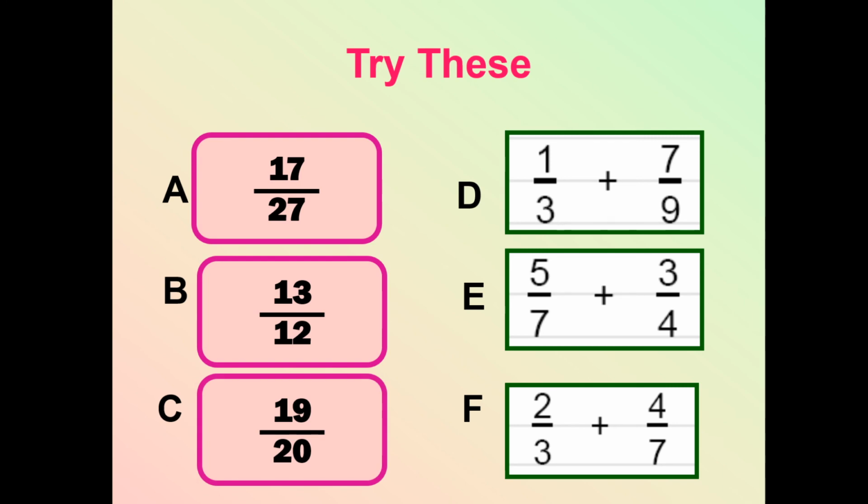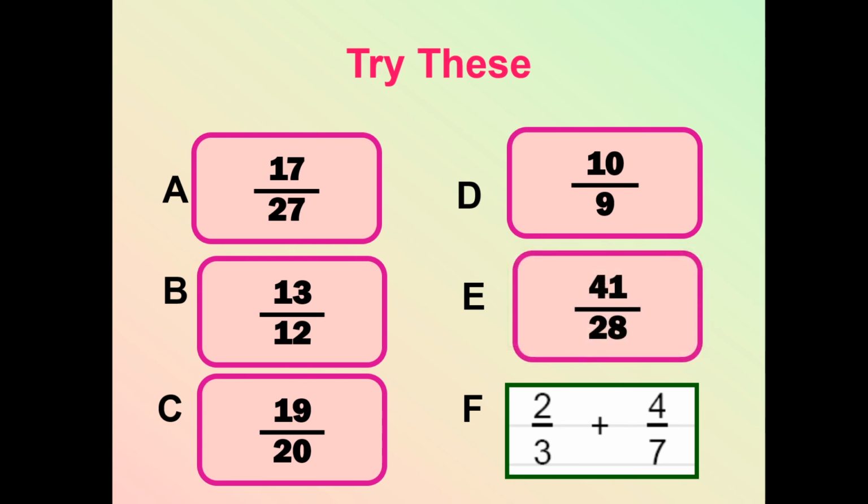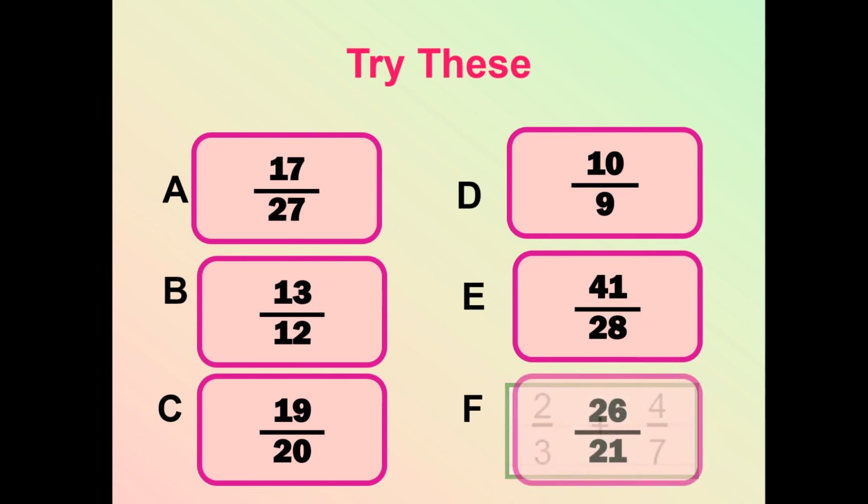For D, we have 1 over 3 plus 7 over 9. The answer is 10 over 9. For letter E, we have 5 over 7 plus 3 over 4. The answer is going to be 41 over 28. For the last letter that we have, letter F, we have 2 over 3 plus 4 over 7. The answer is 26 over 21.